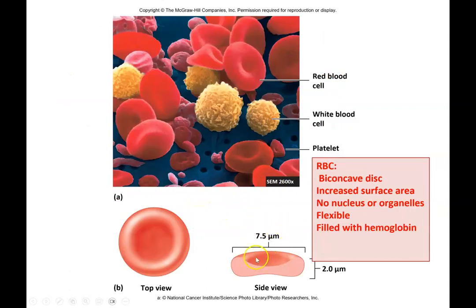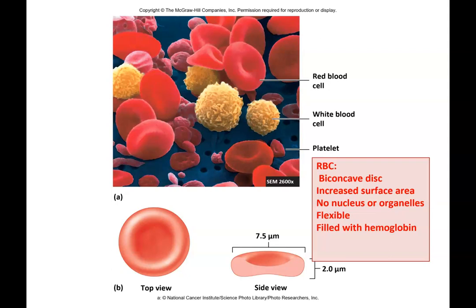You can see here their biconcave shape. They look like a cough drop, and that shape increases the surface area of the cell, allowing for more oxygen to reach the surface of the cell. The cells have no nucleus or organelles. They're flexible because they have to travel within very, very tiny blood vessels. The tiniest of blood vessels are called capillaries, and these blood vessels are so small that cells have to travel single file. So they need to be flexible to fit into these very tiny capillaries.